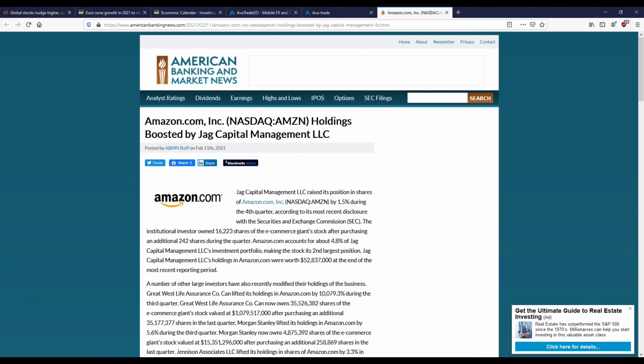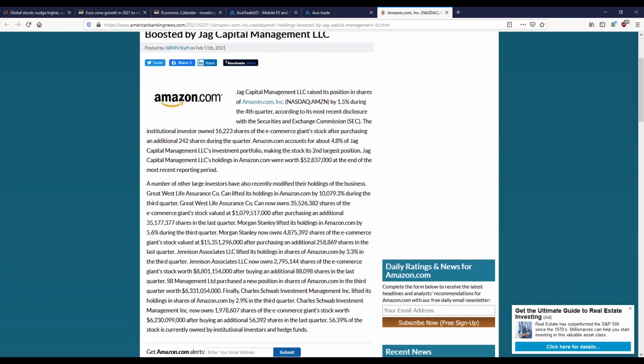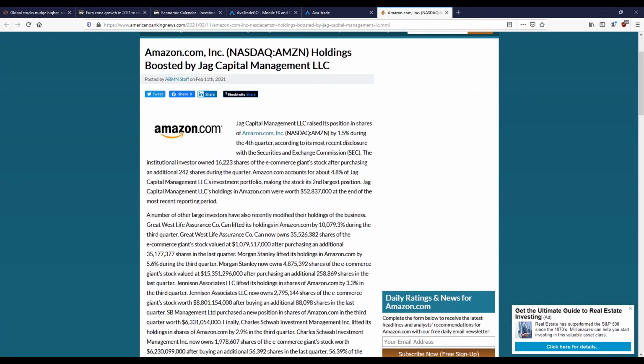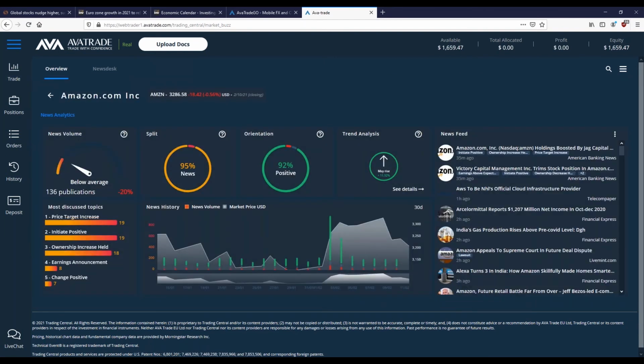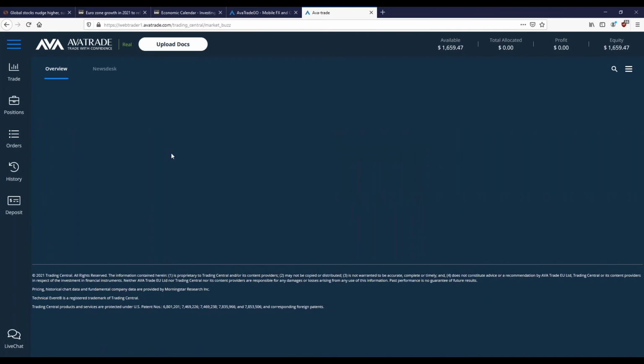Their holdings were boosted by Jag Capital Management, LLC. You can read the article and understand. That sounds like good news for Amazon. You read the article, and within 5 minutes, you might know something more fundamentally about whether you want to buy or sell on Amazon, and it just came out, this news. So it's right there at your fingertips, the fundamental news for all of these instruments, and the ones that are trending most are the biggest bubbles in this pictogram.